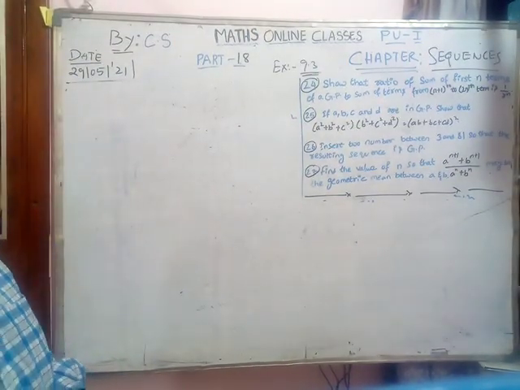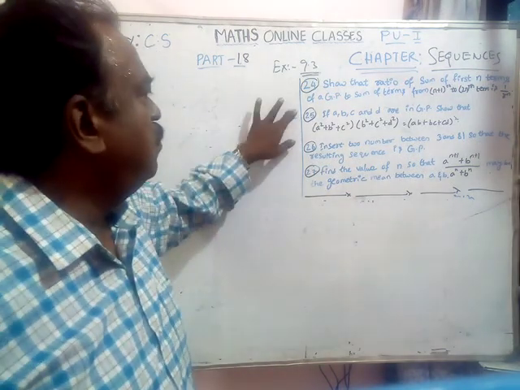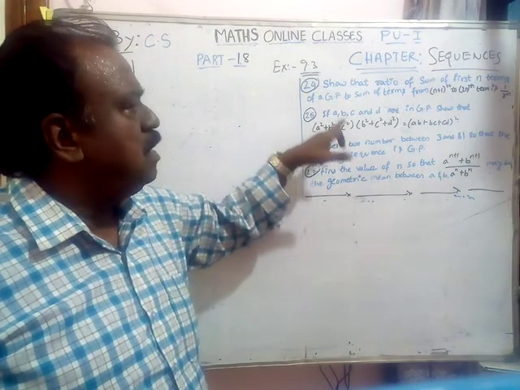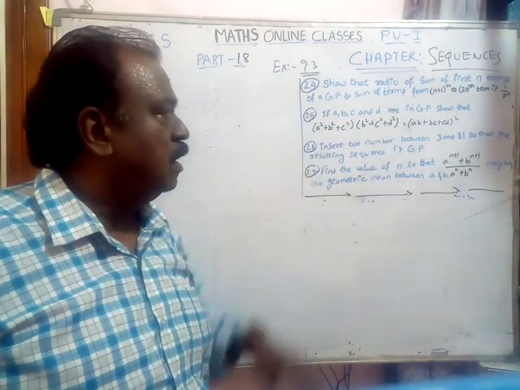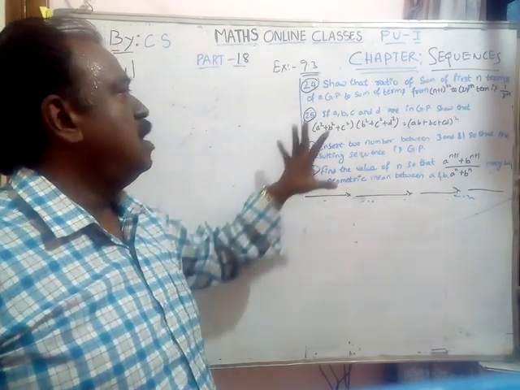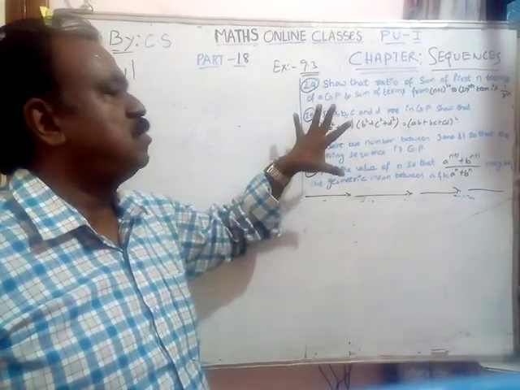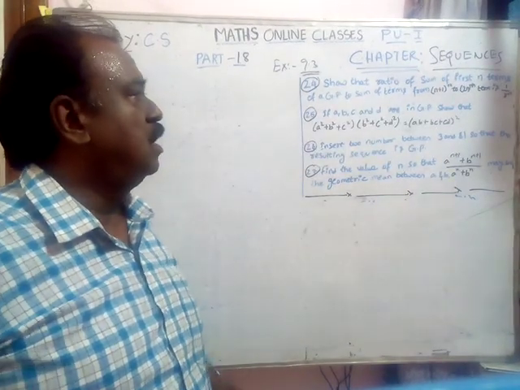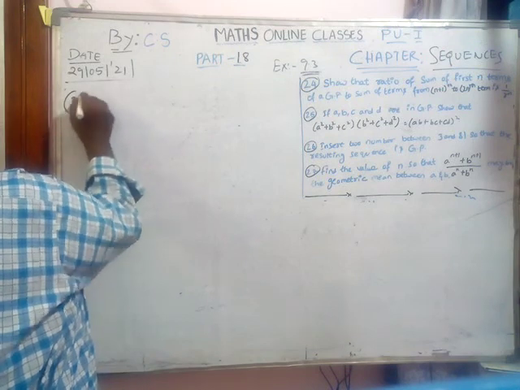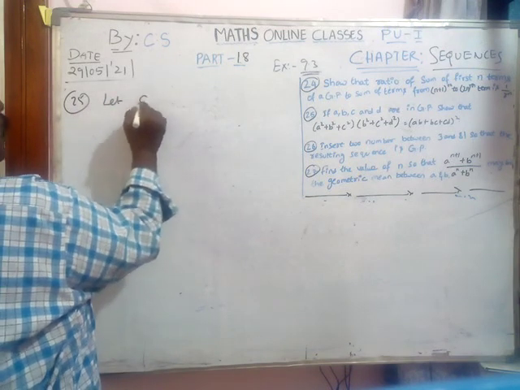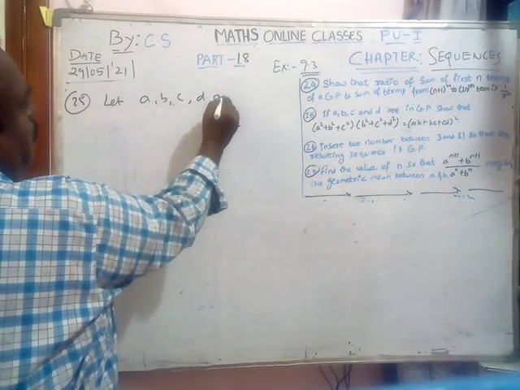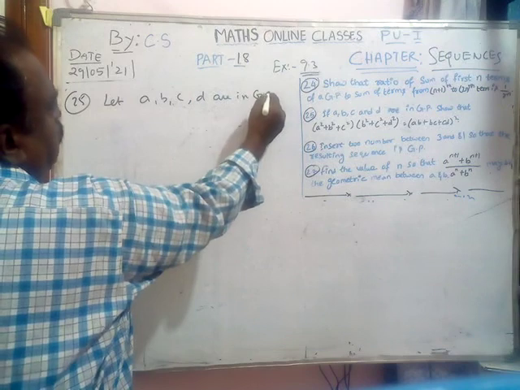See, the second one. It is also somewhat different and a lengthy problem. If A, B, C and D are in GP, then show that something. A, B, C and D are 4 terms which are in the GP. Okay? See, 25th. Let A, B, C, D be in GP.